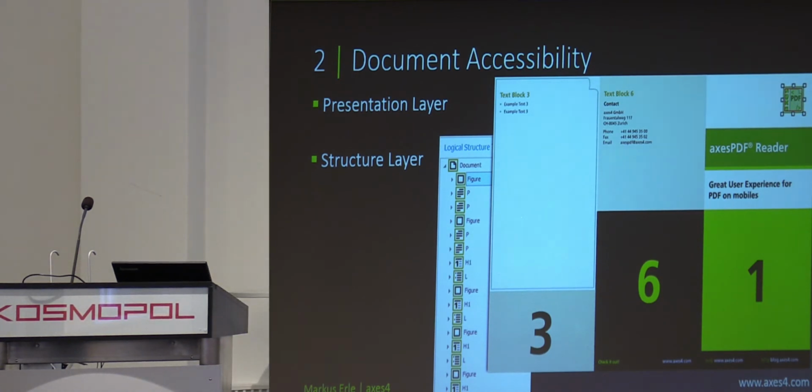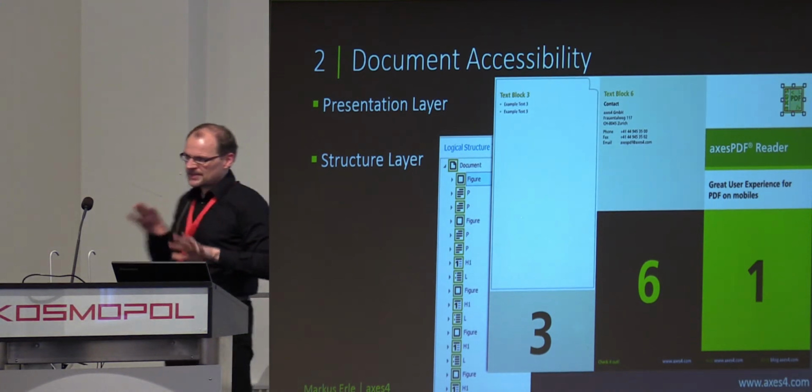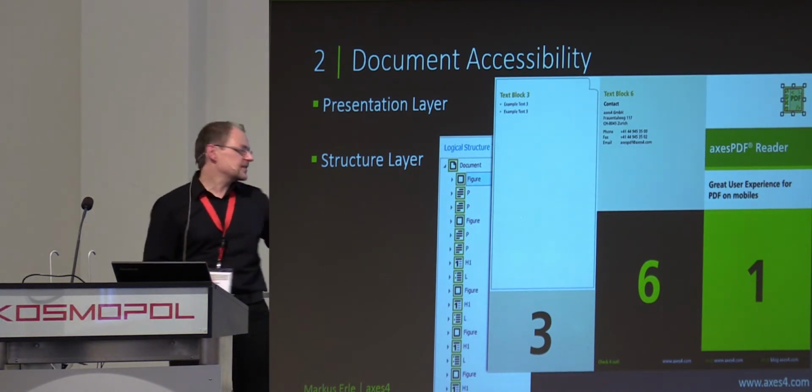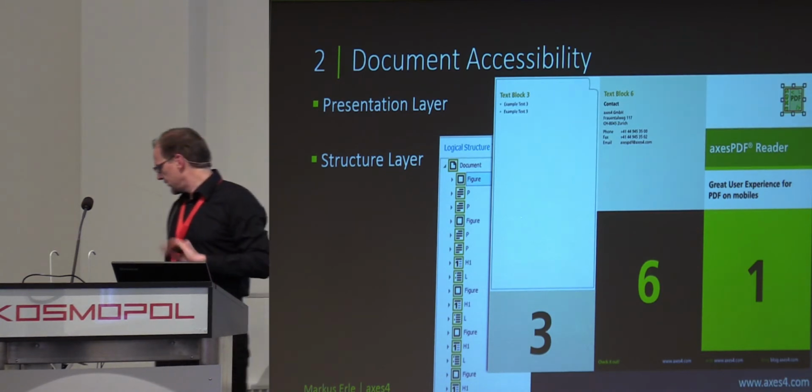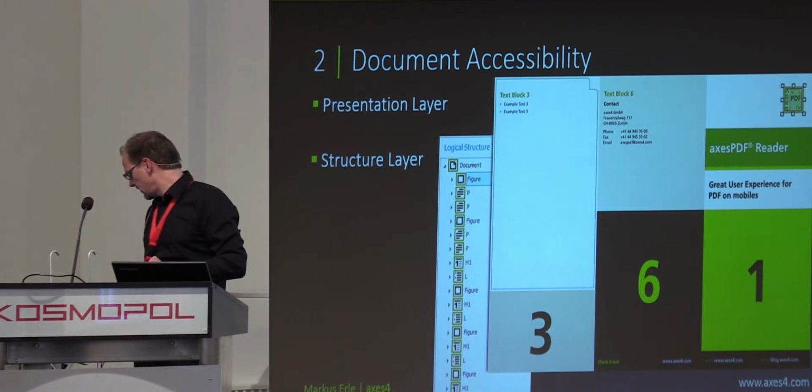And honestly speaking, that is enough to understand what makes a PDF accessible. It's this invisible structure layer. And it's independent from the presentation layer, but in best cases it's the same order, but for example here for a flyer it has different orders.